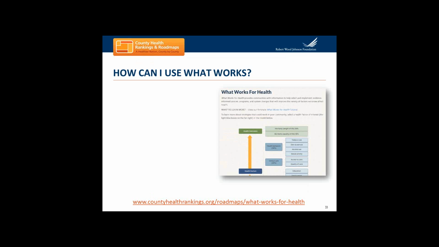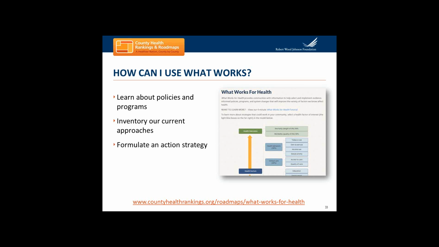So how might you use What Works for Health? There's a couple of different things that What Works can be particularly helpful for. First of all, learning about policies and programs to help you understand what you might do to address health factors in your community. You can also use What Works to inventory your current approaches. Are the things that you're currently doing effective? And also you can use What Works to choose the policies and programs that you want to implement. You can use What Works to formulate an action strategy. I'm going to turn it back over to Jan now to talk about 2 more pieces of County Health Roadmaps.